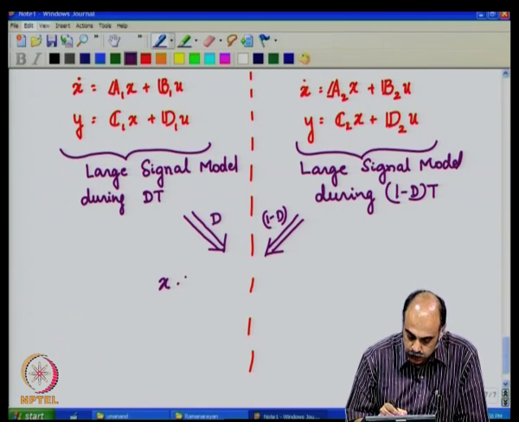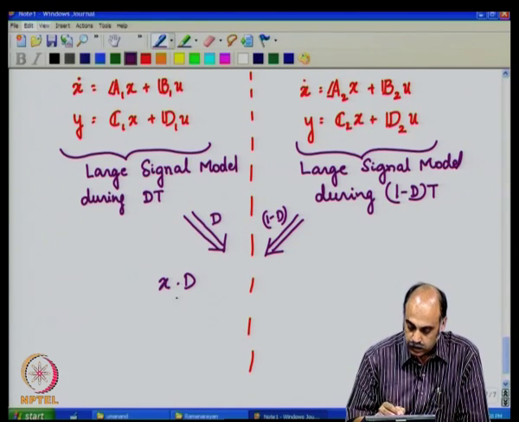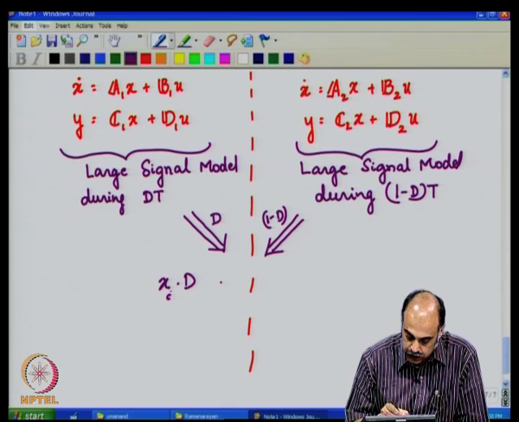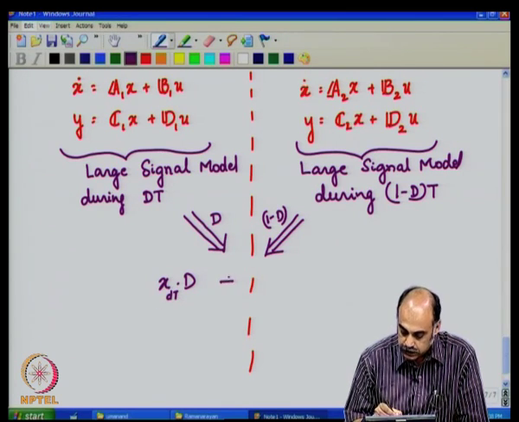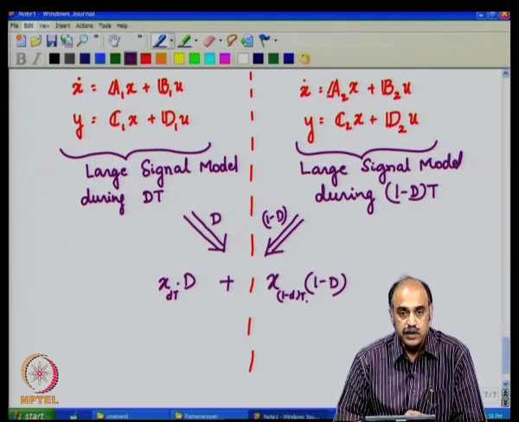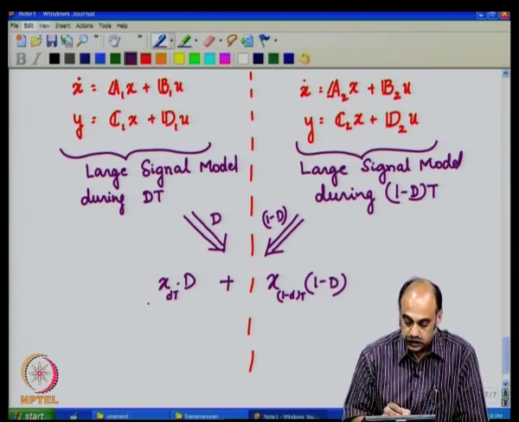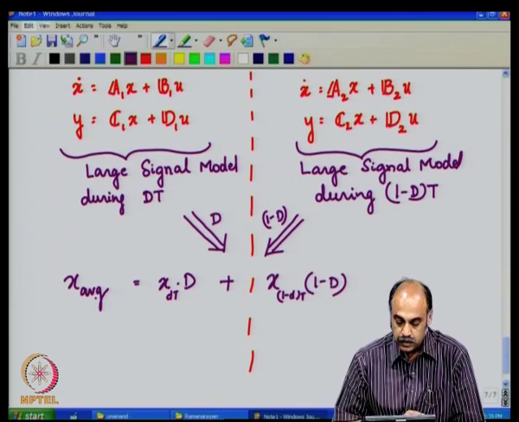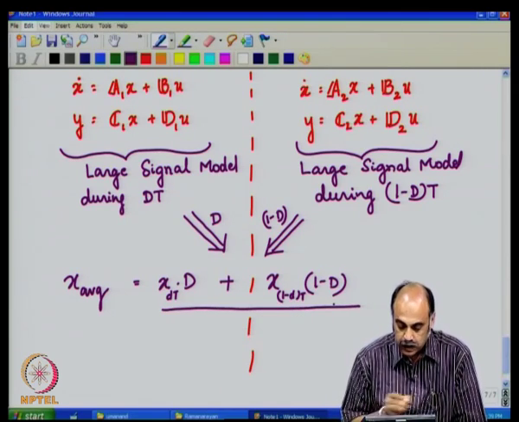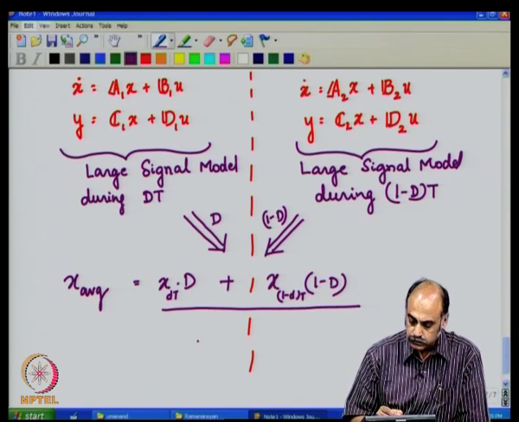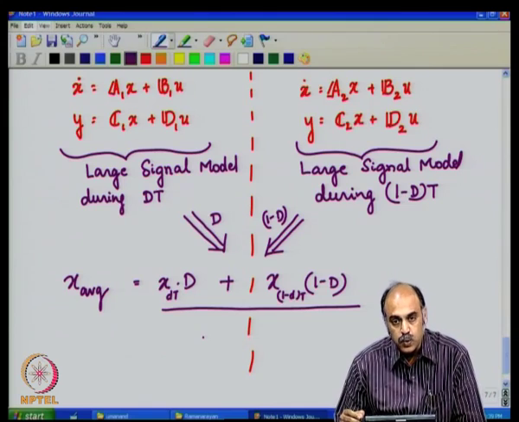x into d, that is x during time dt plus x during time 1 minus dt into 1 minus d would give you some kind of an average state x average. So, this kind of an averaging is done. This is actually an approximate. What basically happens is that the state loses some information.